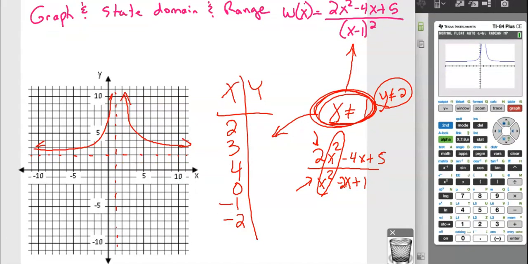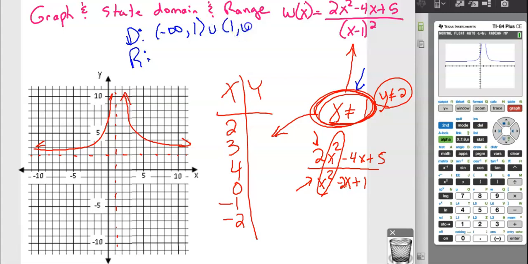The other thing I want you to know how to do is domain and range. We've talked about domain and range multiple times. So the domain of this function, again, a domain is your x line. So it could be any number except 1. So it's -infinity all the way to 1, and then 1 all the way to infinity. The range could be any number except it can't be 2. So -infinity all the way to 2, and then 2 all the way to infinity.